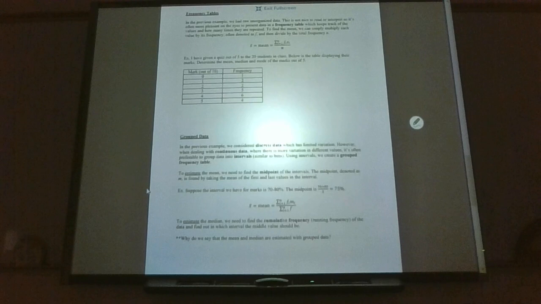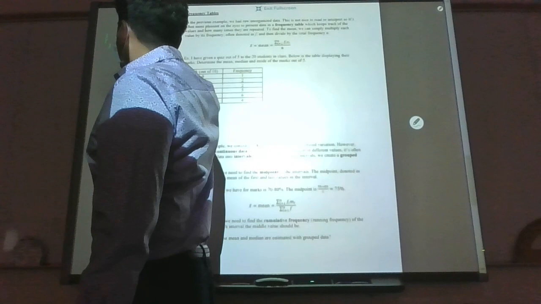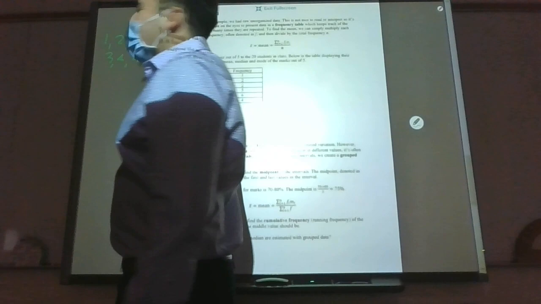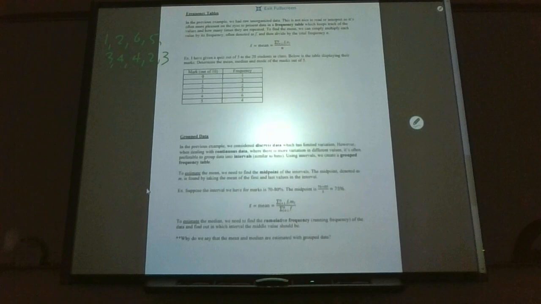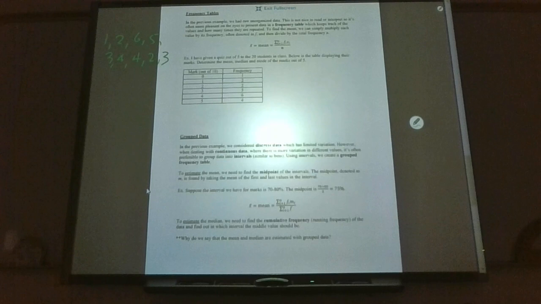Because if you didn't have a frequency table, you would literally have to list off all the different outcomes. So you'd have to write 1, 2, 6, 5, 3, 4, 4, 2, 3. Like, it would take you a long time. And personally, this is just an opinion, it looks very messy, right? It's not very nice and organized. So what a frequency table does is it takes something that's very, very messy and puts it in a nice little table for you. So you don't have to decipher through it. You don't have to reorganize it. It all just puts it nicely in categories.